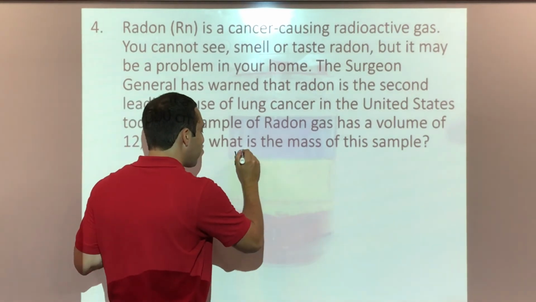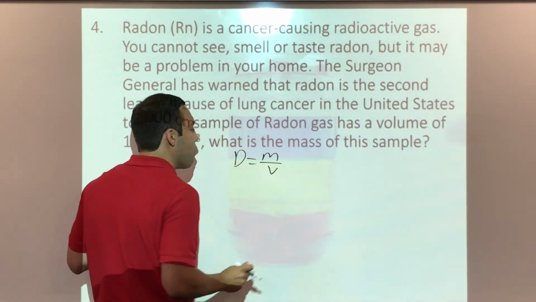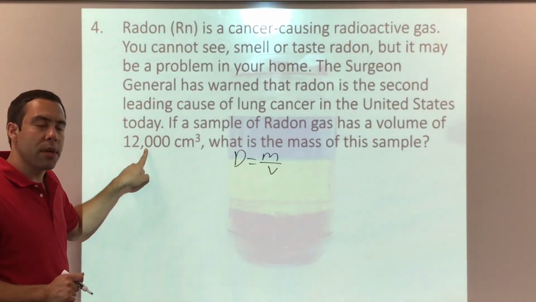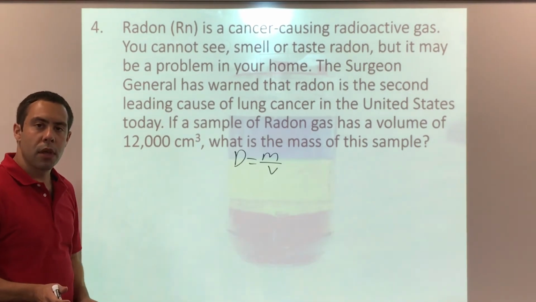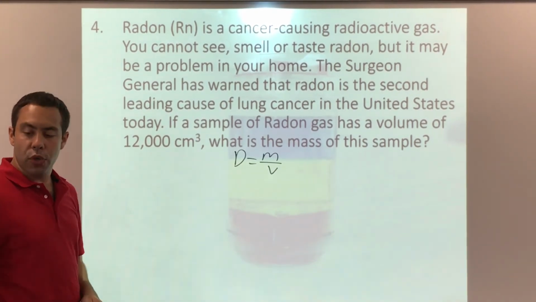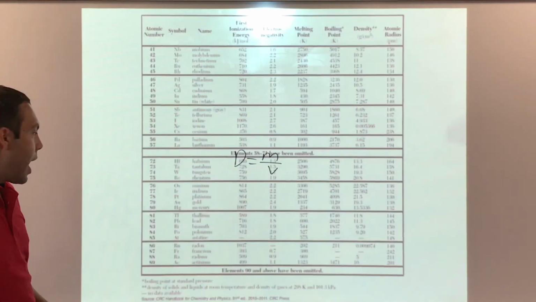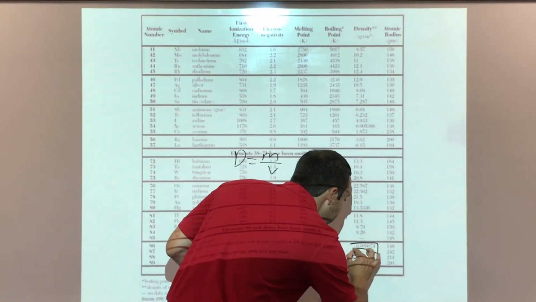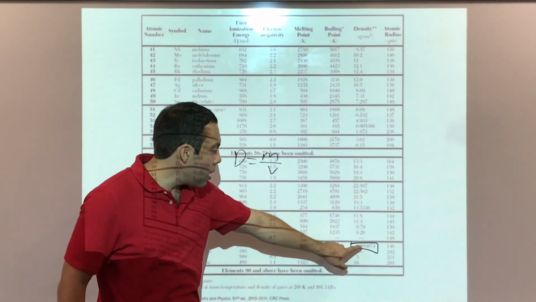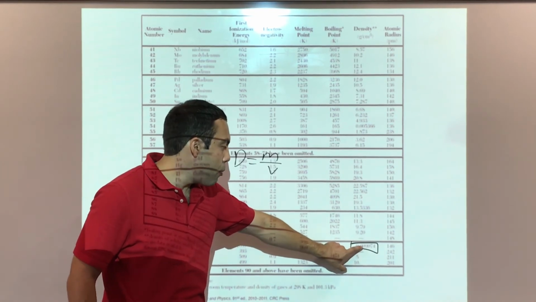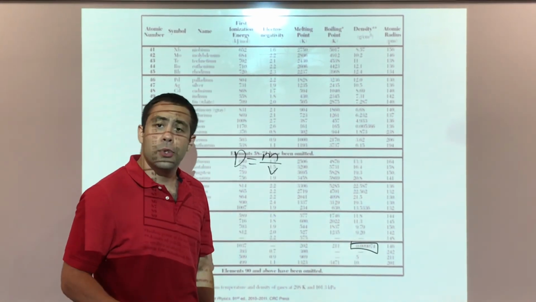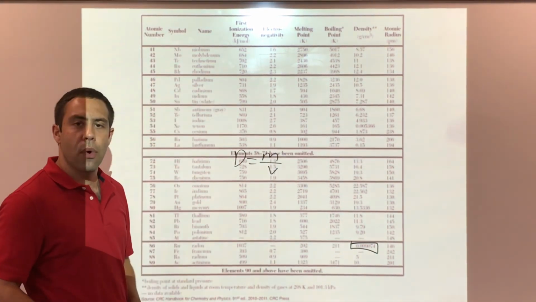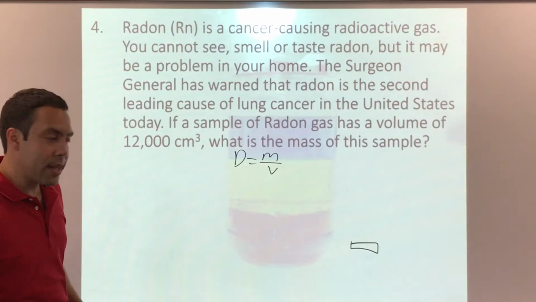So, once again, the formula, D equals M over V, density equals mass over volume. Here we're given the volume, 12,000 cubic centimeters, and we're trying to find the mass. So once again, we have to look at Table S of the chemistry reference tables, and we have to find radon, element 86, Rn, and we go down to the density column, which is the second to last column, and we see that's a very small number, 0.009074. So remember that density. The density of radon is 0.009074. So we'll write that down.